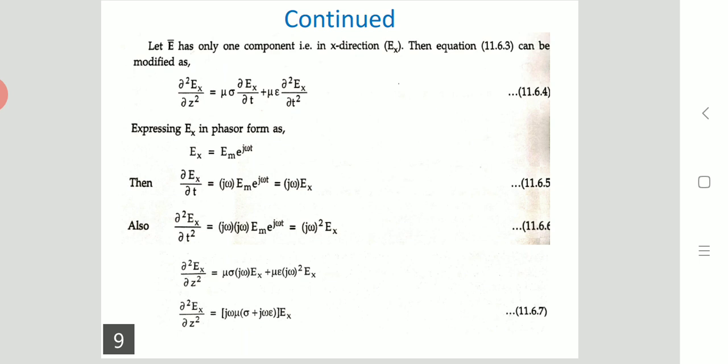Now dou square Ex by dou z square is mu sigma, so you put the value of dou Ex by dou t from 11.6.4, that becomes j omega Ex plus mu epsilon j omega whole square Ex. After that, dou square Ex by dou z square is equal to j omega mu into bracket sigma plus j omega epsilon Ex. This is equation 11.6.7.